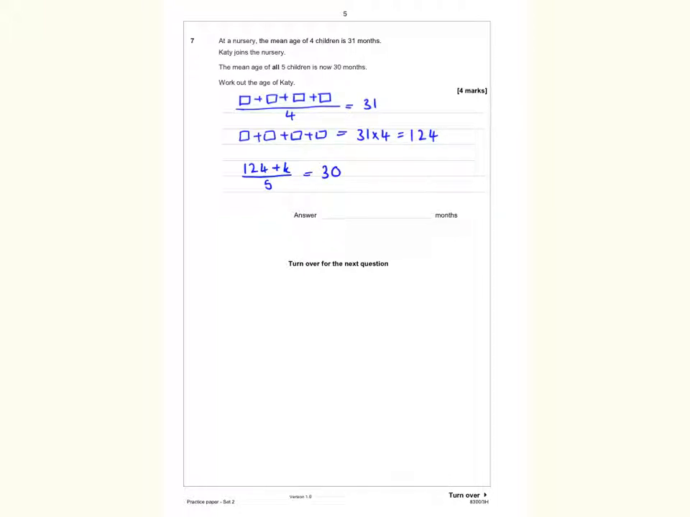So we're going to solve that equation. To solve that equation, we're going to multiply by 5 on both sides and then subtract 124. If I multiply by 5, I will get 124 plus k equals 150. And now if I subtract 124 from both sides, I'm going to get k is equal to 26. So 26 months here. And as we expected, Katie's age is less than the mean of the first 4 children.